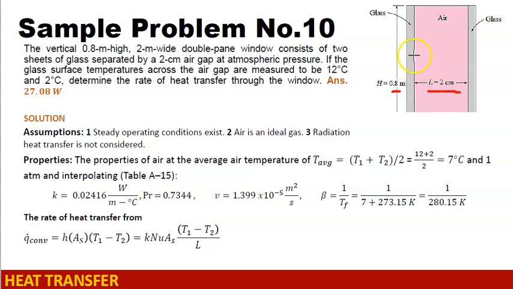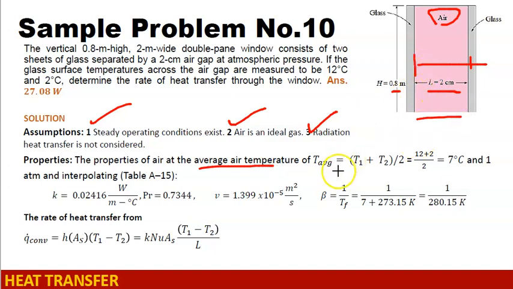So the temperature of each surface of the glass is given. The distance between the gap is 2 cm and the height is 0.8 meter. Between the gap, it's filled with air. Our assumptions for this problem are: steady operating conditions, air is an ideal gas, and we do not consider radiation heat transfer. The properties of air are taken at the average air temperature. For enclosures, we evaluate at the average temperature between the two surfaces, so that's why we have 7 degrees Celsius.